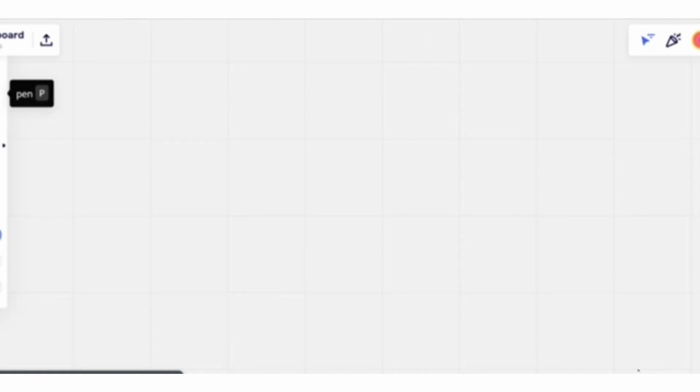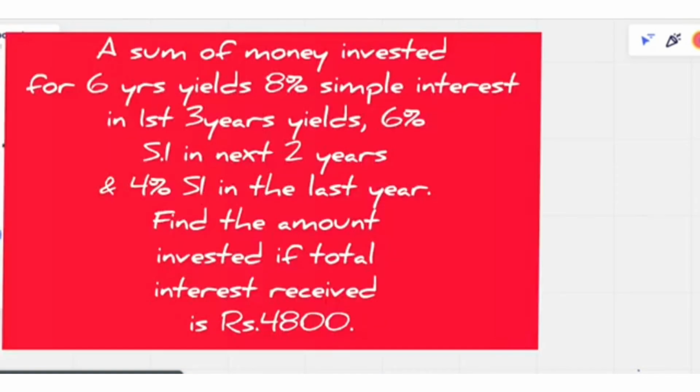So let's see one more example to get a clear idea. I'm reading the question for you. A sum of money invested for 6 years yields 8% simple interest in first 3 years, 6% simple interest in next 2 years, and 4% simple interest in the last year. Find the amount invested if the total interest received is rupees 4,800.